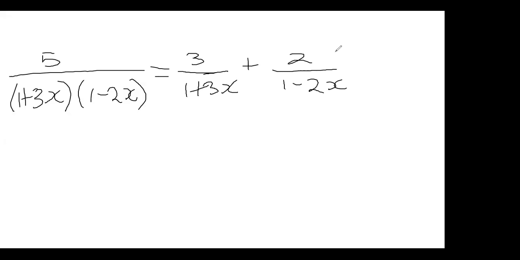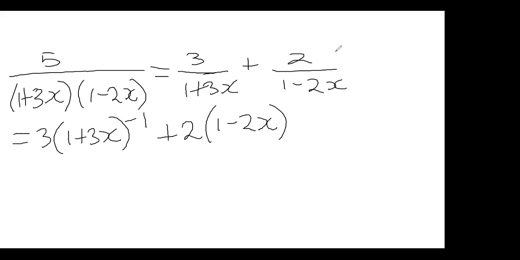So when we split this, we can now write that as 3 times (1 + 3x) to the power negative 1 plus 2 times (1 - 2x) to the power negative 1. And so we can now expand using the binomial expansion. Each one of these will be expanded and then we'll combine the terms because we are adding, so we'll be able to add the like terms and finally we'll have one single expansion. Then after that we can find the range of values of x for which the expansion is valid.